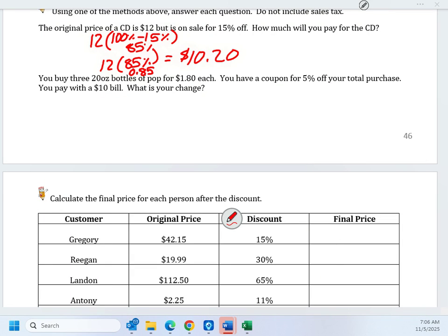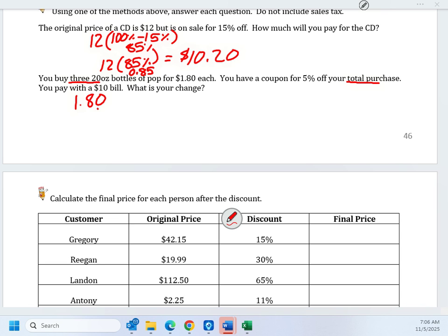Let's look at our next one. You buy 3 bottles of pop for $1.80 each. You have a coupon for 5% off your total purchase. You pay with a $10 bill. What is your change? Now, be careful with questions like this because Mr. Schultz loves to add in stuff like you buy 3 bottles for $1.80 each. Oh, we have an extra step in here. We need to find out what our total purchase is.